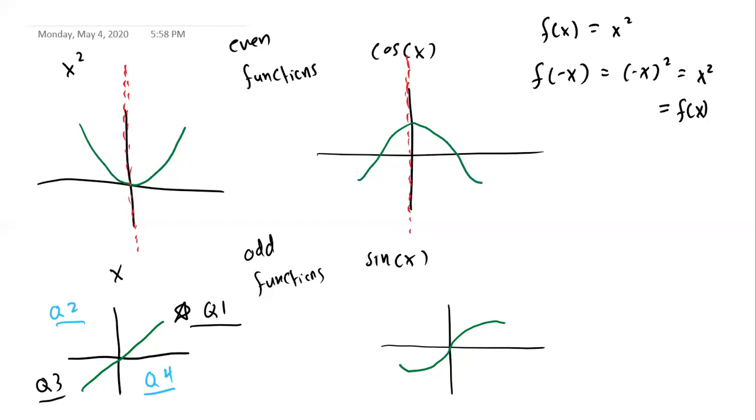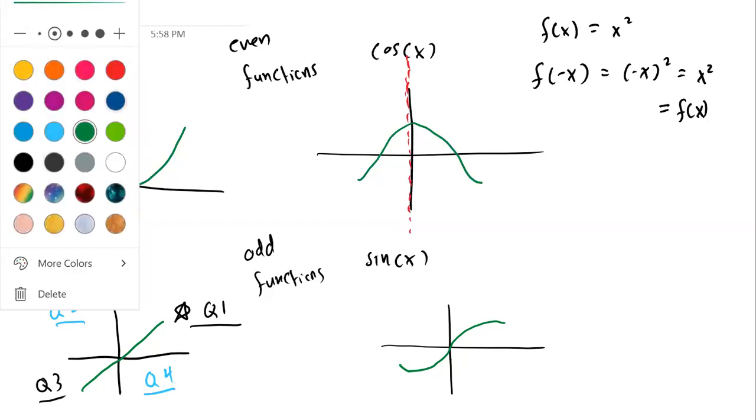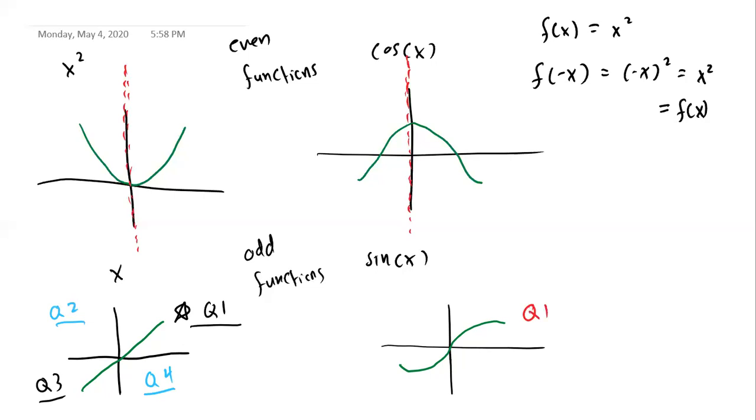Here we have quartile 1. And you see that whatever's in quartile 1 is reflected onto quartile 4. And then, of course, whatever's in quartile 2, which is nothing, is reflected into quartile 3. So that's the idea. You're basically changing the quartiles.